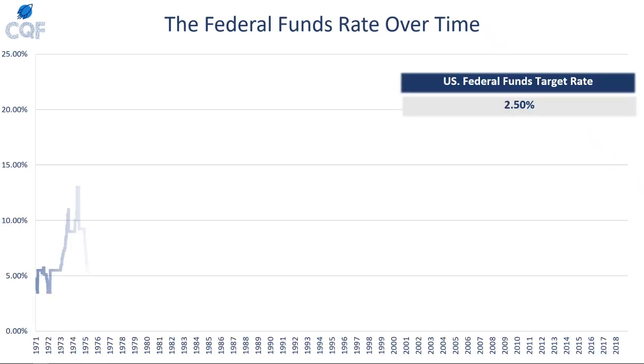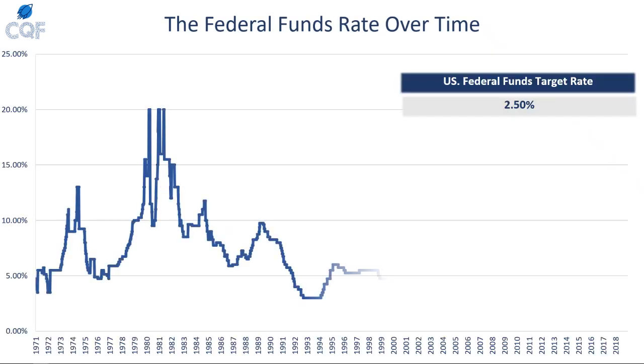Let's take a look at the Fed funds rate over time. You can see it varies quite a bit. 1980 through 1982, the economy was fighting quite a bit of inflation. That's why you saw the Fed funds rate at about 20%. Over time, inflation got under control. You can see how the Fed funds rate has declined since then.